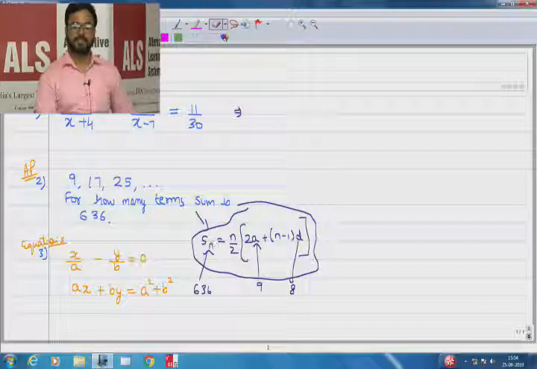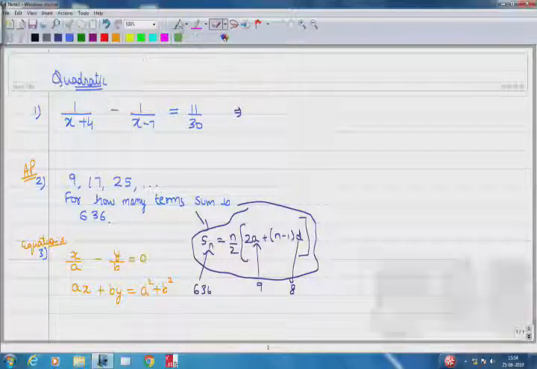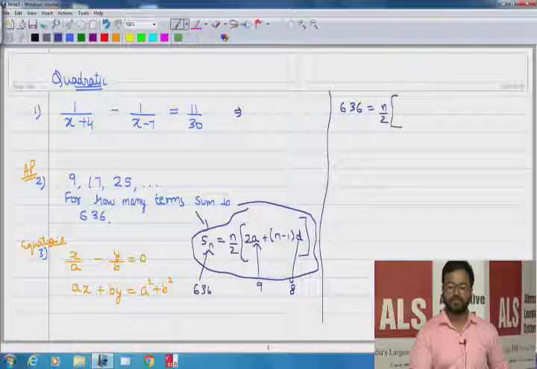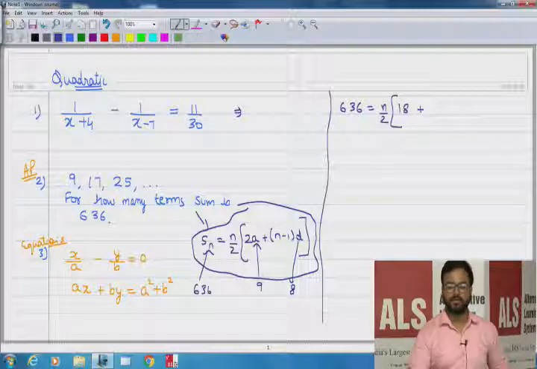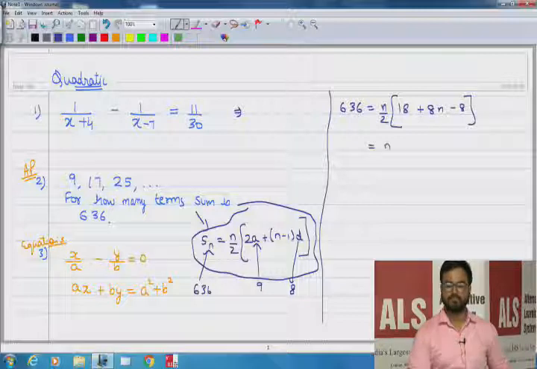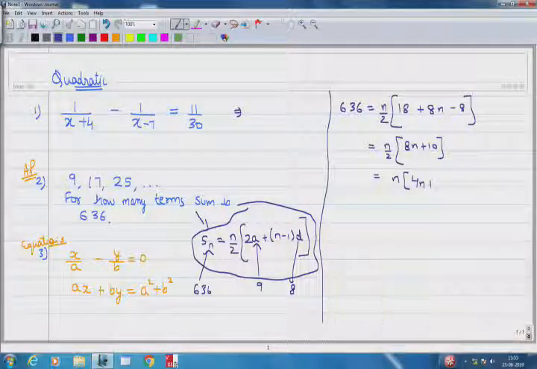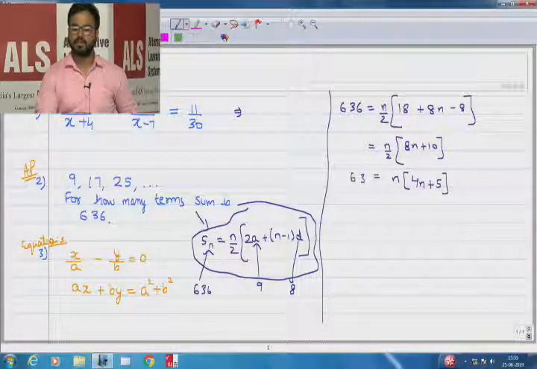So in the second question, I am solving the second question. When we substitute the values, it will be like this: 636 is equal to n by 2 times, 2 times a is 9, so 2 times 9 is 18, plus n minus 1 into d, d is 8, so 8n minus 8. And that will be 8n, 18 minus 8, that is 10, and that will be n times 2 divided, which gives 4n plus 5, times n, equal to 636.